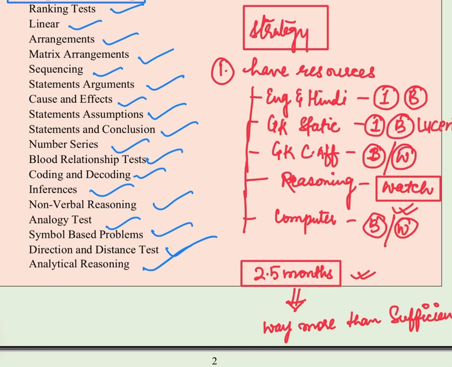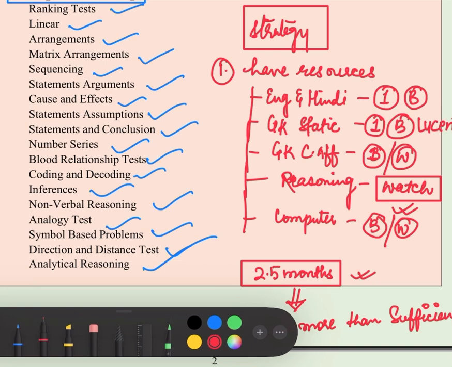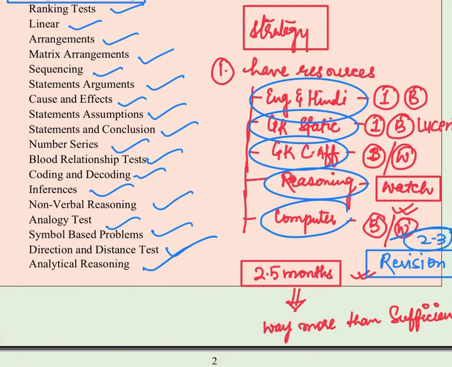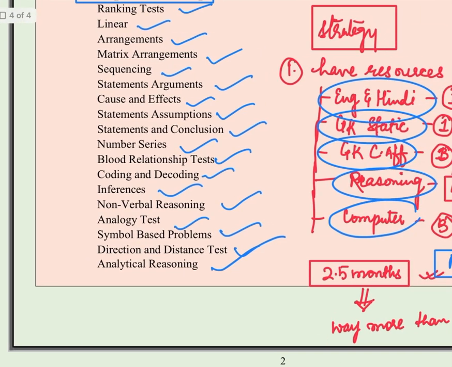It is up to you as to how many days you are going to give to English and Hindi, how many days to the static part, how many days for current affairs, how many for reasoning, how many for computer, and how many for your revision. Because without revision, I am telling you today itself, without having 2, 3 serious revisions, you will not clear this exam.